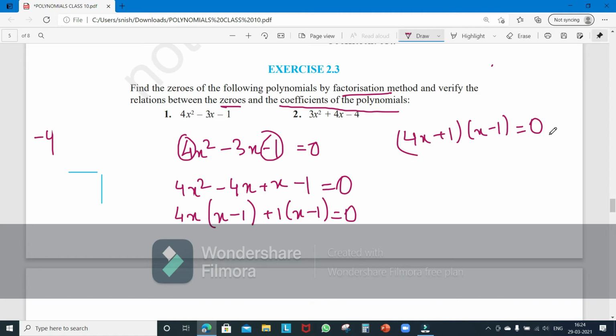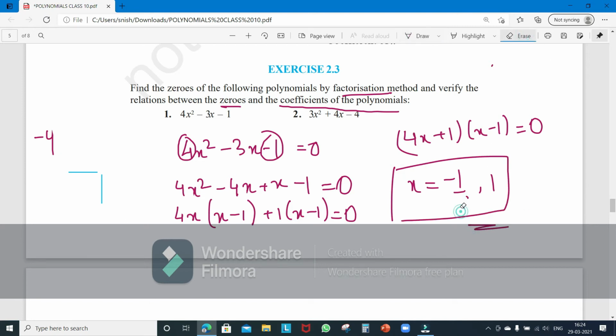Right. So 4x plus 1 is 0, then x will be negative 1 by 4 comma 1. So these two are the values. So what is it? Let me write it a little neat. Negative 1 by 4 comma 1. So these two are the values of x that we have derived. Now we have to find the relation of these zeros with the coefficient of the polynomials. Again, sum of the roots is minus b by a, and product of the roots, there's no gamma here. Product of the roots is equal to c by a.